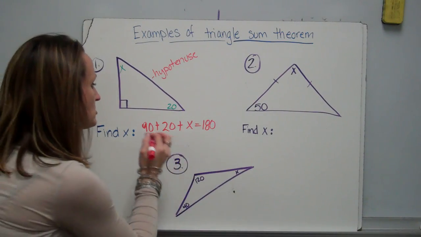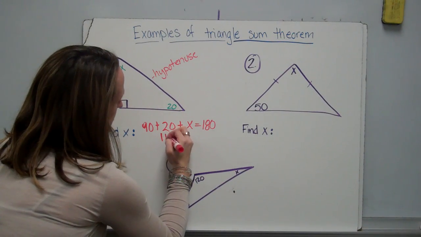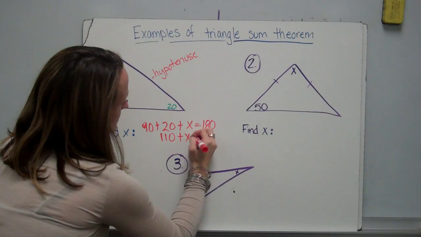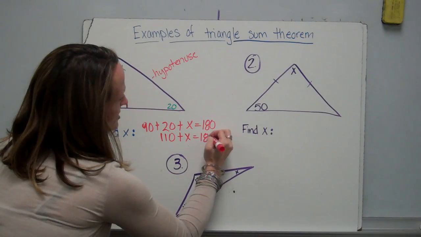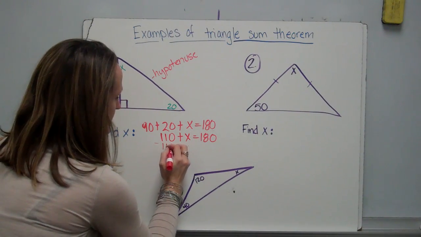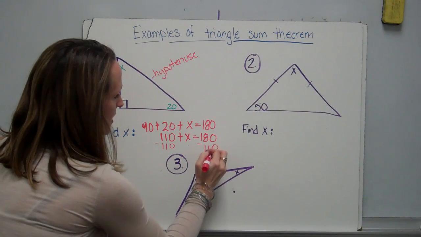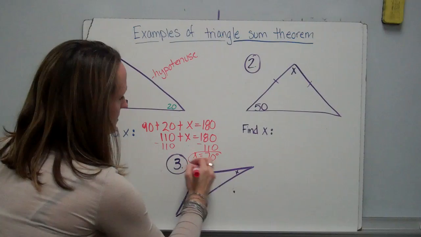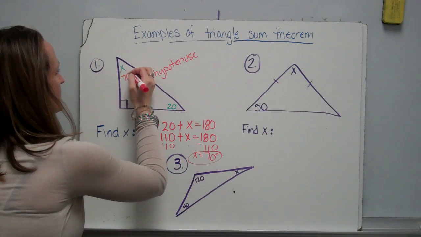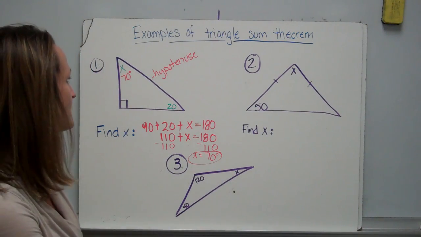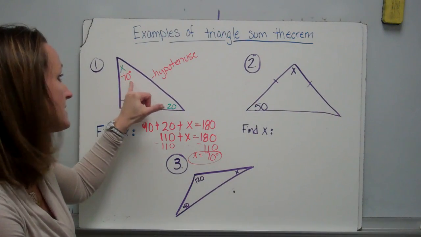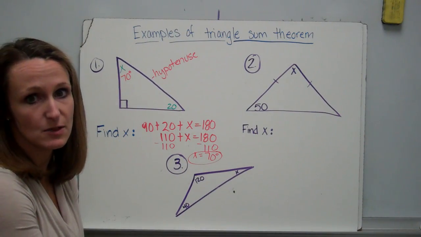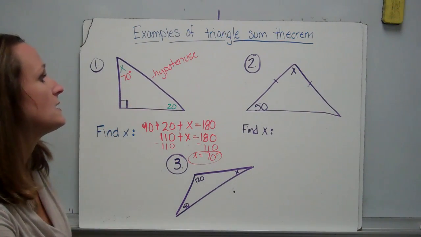Here's my 3 things. So if I combine my like terms here, 110 plus x, now I just have to solve this equation. Subtract 110. I learned that x equals 70 degrees. So if we went and filled this back in, this is going to be 70. Which makes sense, because if one of them is 90, that means the other 2 angles have to add up to equal 90. 70 and 20 do.